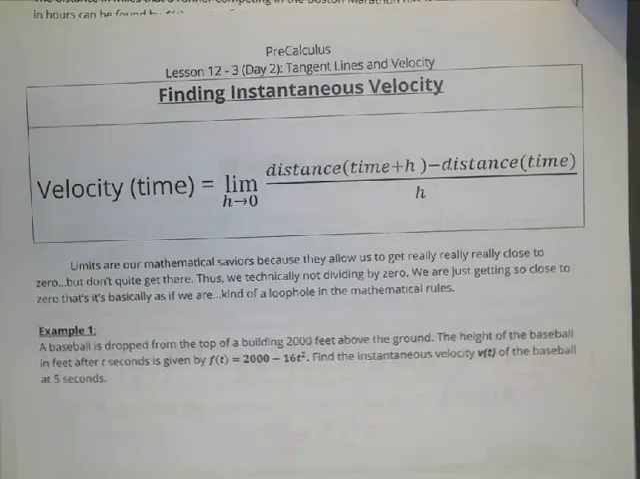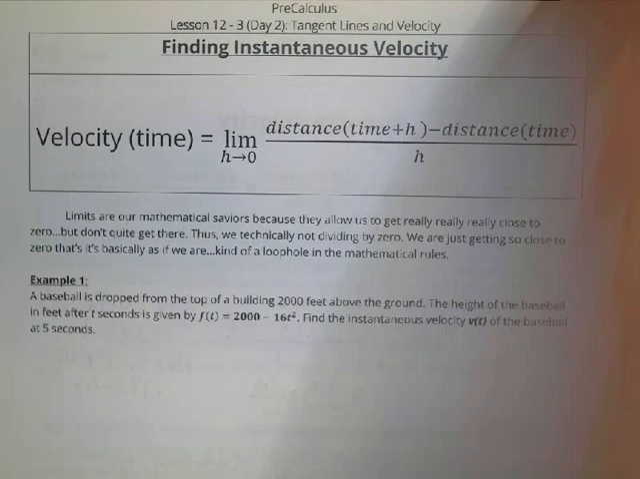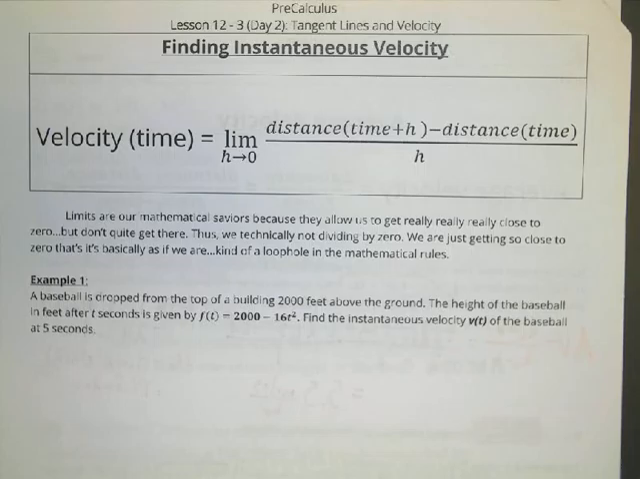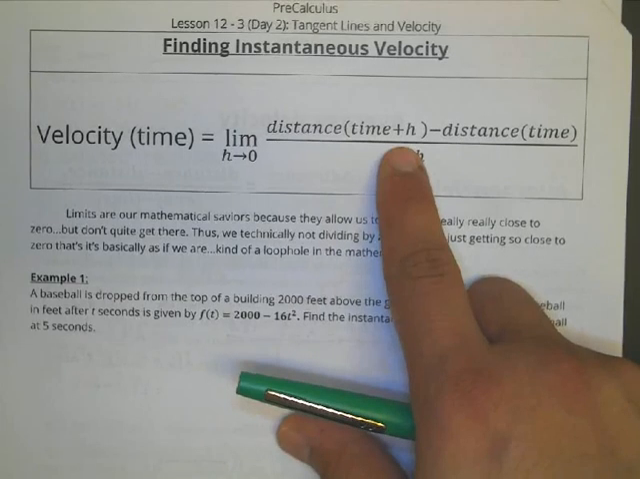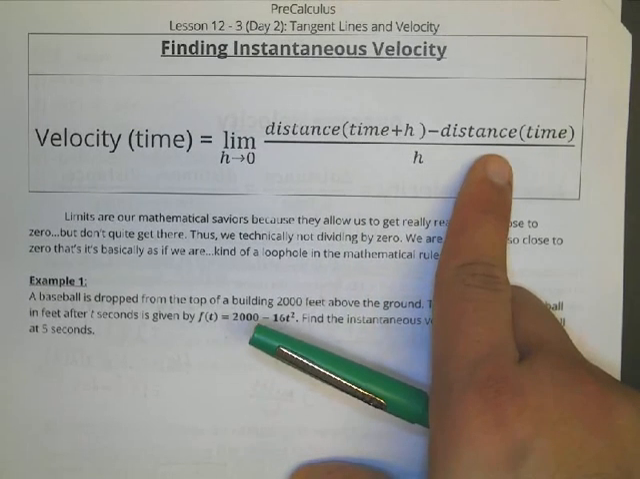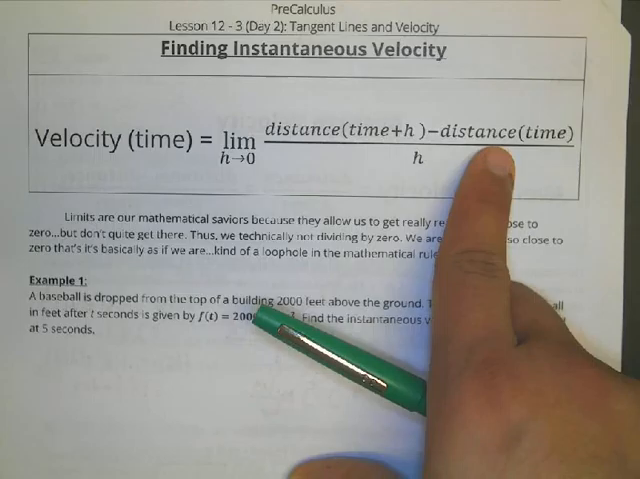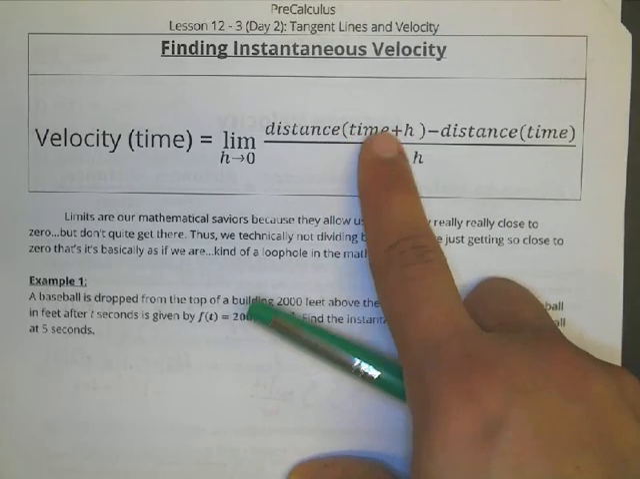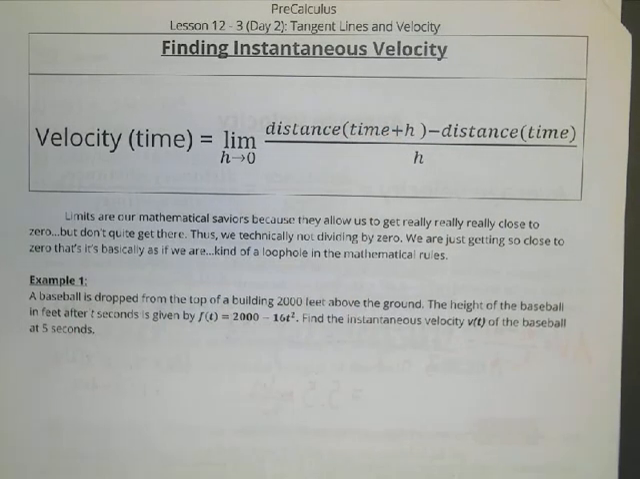Alright? So yeah, we got to use limits. So, defining instantaneous velocity. Notice this formula is almost exactly the same as yesterday's formula, except now we're dealing with things that are a little more tangible. So your velocity is equal to the limit as h approaches 0 of the distance at time plus h, minus the distance with time plugged into it. Now notice here, this is saying time plus h. What does that mean?